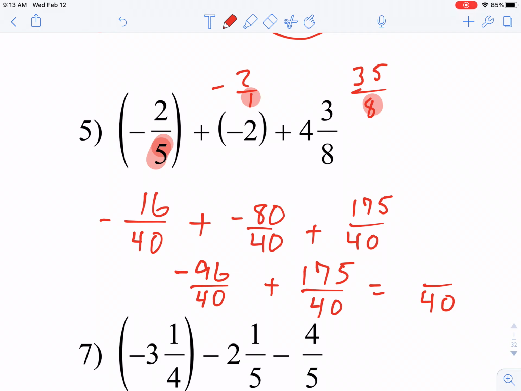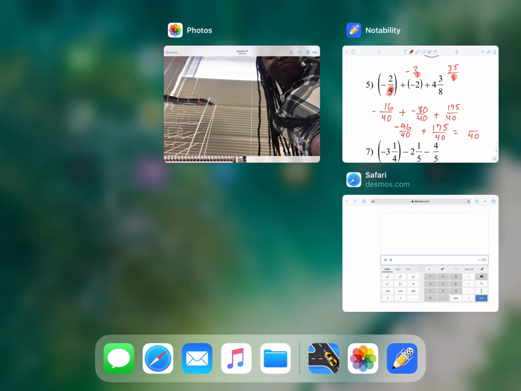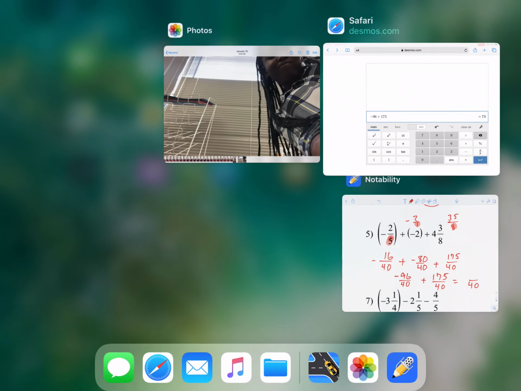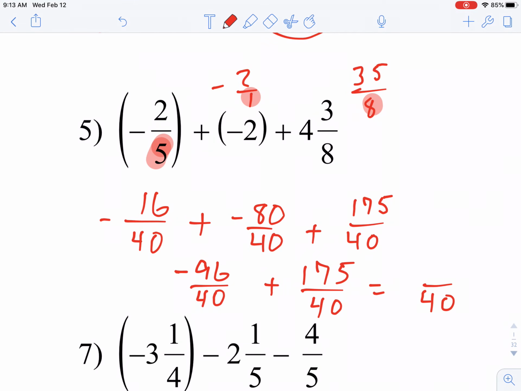If you're not sure, you can go to the calculator. Again, Desmos is a great help here. All you would do is negative 96 plus 175. We find out that it equals 79. So go back to your paper and you can write down 79 on top. The calculator really did the positive negative thing for us, but just to be on the safe side, check: 175 is larger than 96, so we keep the positive sign.